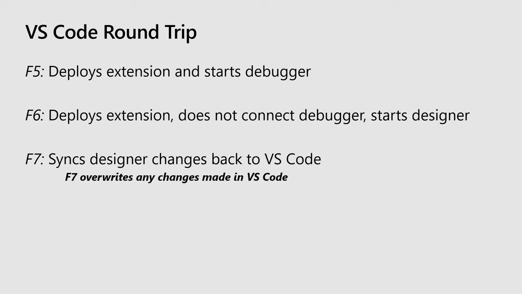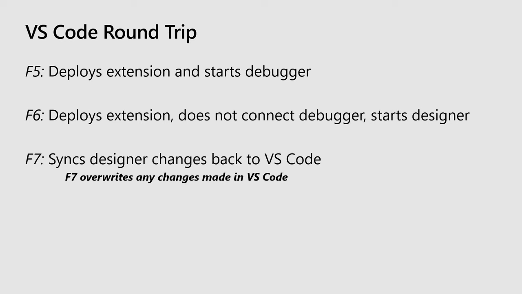F6 deploys the extension just like F5 does, but instead of opening up the debugger, it opens up the designer. This was that drag and drop control, which allows you to move things around and play around with the UI until you have it exactly how you want, or look something to what you can give to your UI guy, because I definitely don't know UI. And he can say, no, you need to do this and that and the other thing.